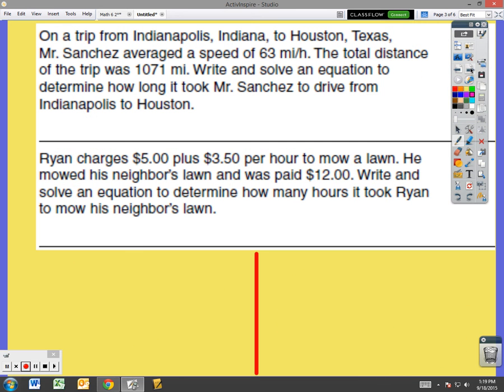And I want to take a look at this one right here. I'm going to ignore this one for right now. It says, on a trip from Indianapolis, Indiana to Houston, Texas, Mr. Sanchez averaged a speed of 63 miles per hour. So every hour he drove, he covered roughly 63 miles. The total distance of the trip was 1,071 miles. Write and solve an equation to determine how long it would take Mr. Sanchez to drive from Indianapolis to Houston.